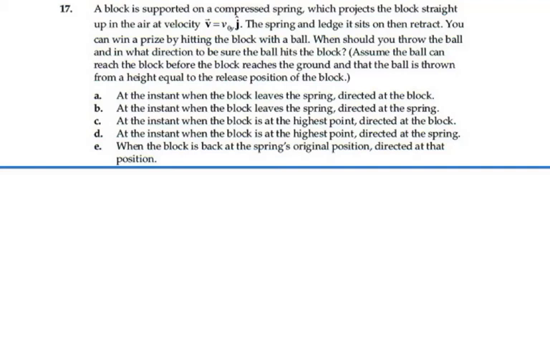Here's problem 417. A block is supported on a compressed spring which projects the block straight up in the air at velocity v equal to v naught y j. The spring and ledge it sits on retracts. You can then win a prize by hitting the block with a ball. When should you throw the ball, and in what direction to be sure that the ball hits the block?